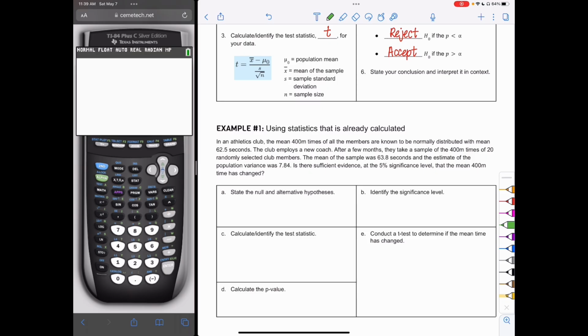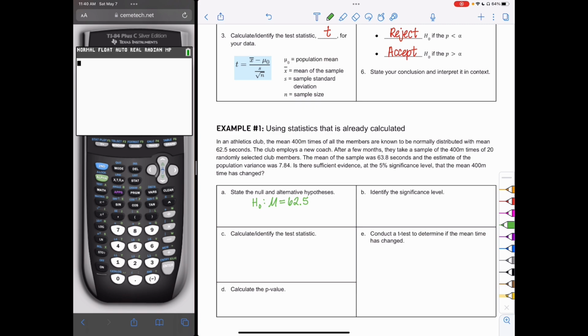So the first thing that we want to do is state the null and alternative hypotheses. The null hypothesis is that my mean times will be the same. So that means that my mu will be equal to mu sub 0. And remember, mu sub 0 is the population mean. It tells you in the very beginning that the mean 400-meter times of all of the members, that means the total population, are known to be normally distributed with a mean of 62.5 seconds. So I know that my null hypothesis is that my mean, or my mu, is equal to 62.5.